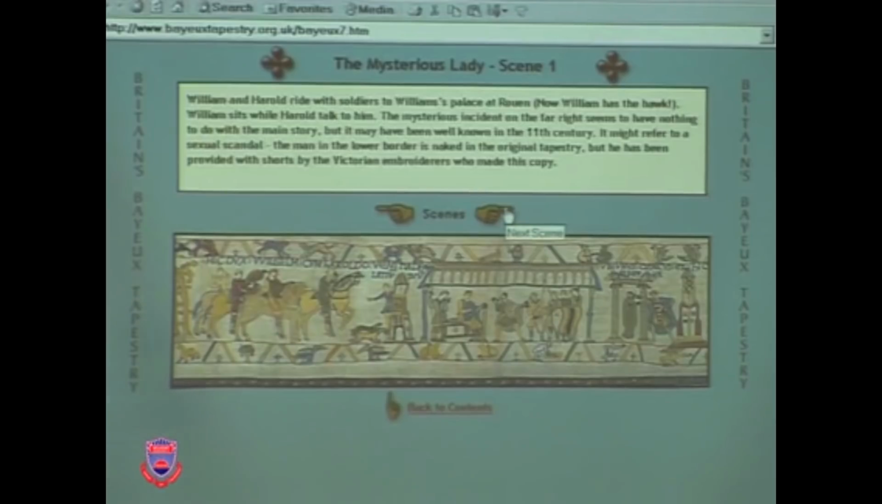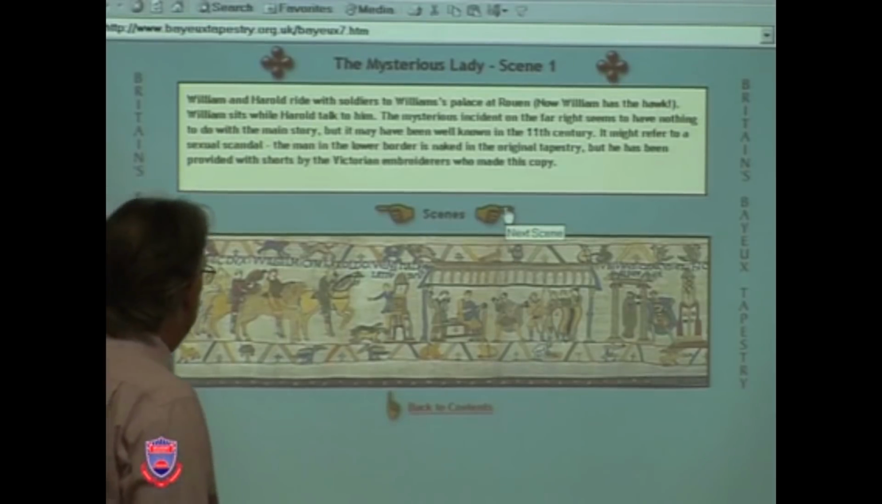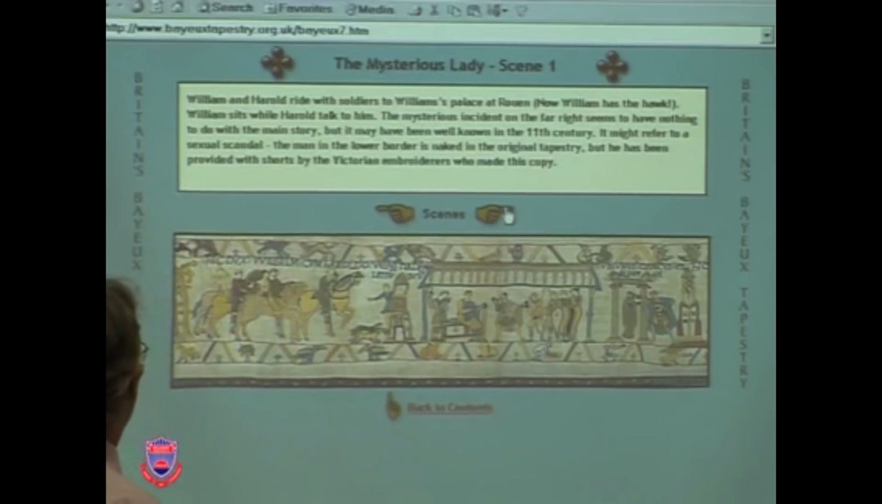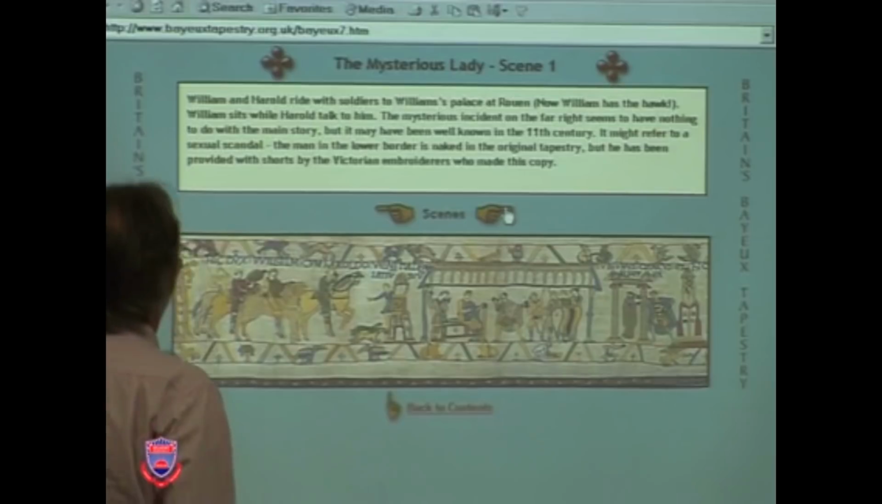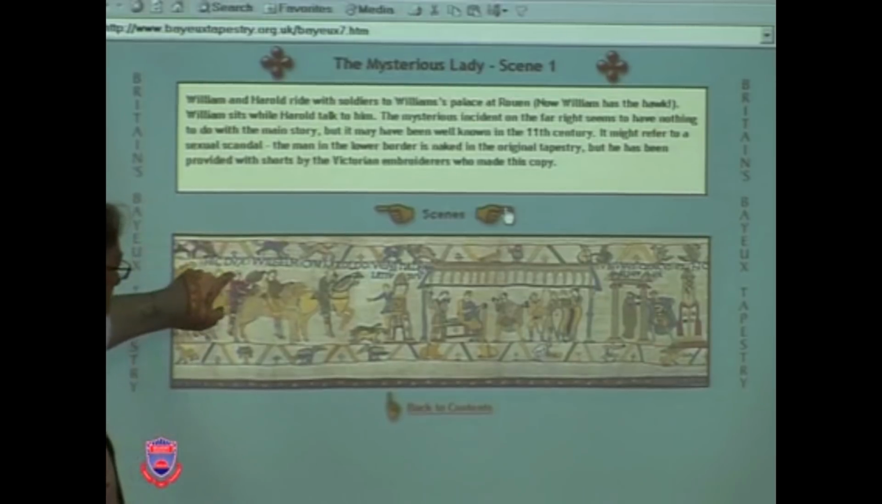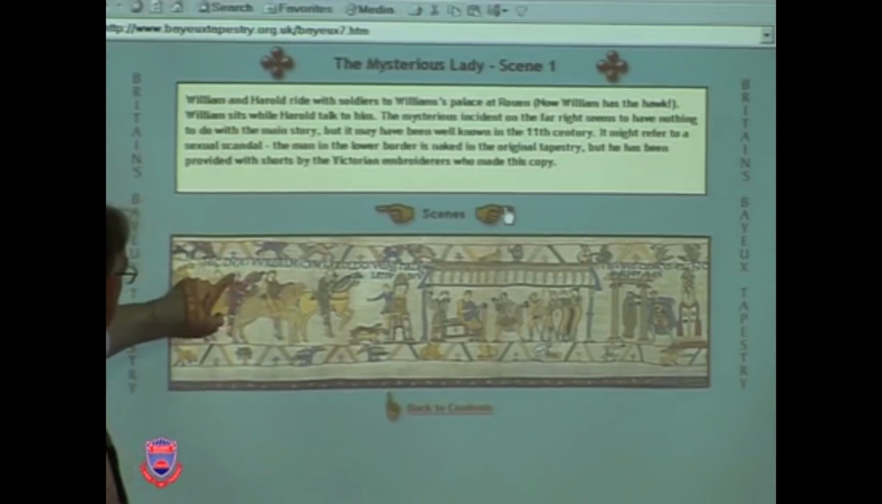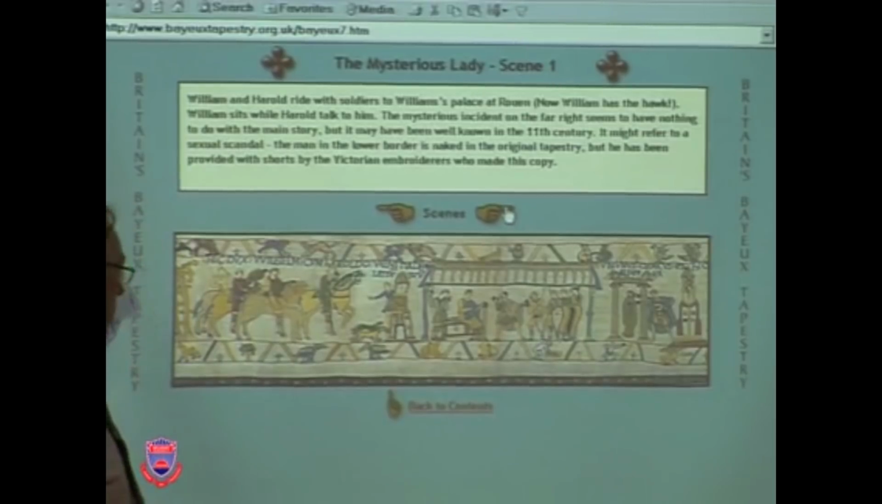Sorry? Yeah, let me just, because it's hard to see. Okay. William's got his. Yeah, this is William. It's not here. It's here. There's the hawk, and he's got his kind of flat hair and so.